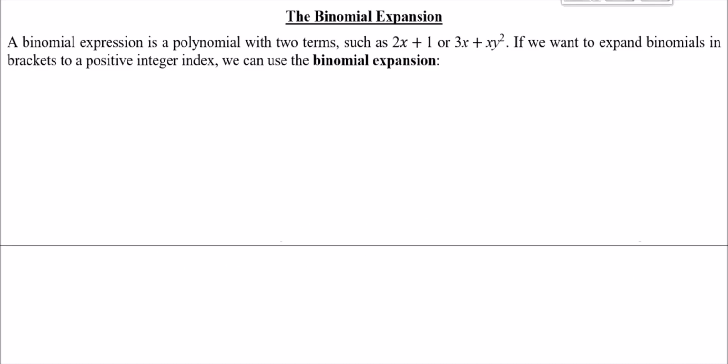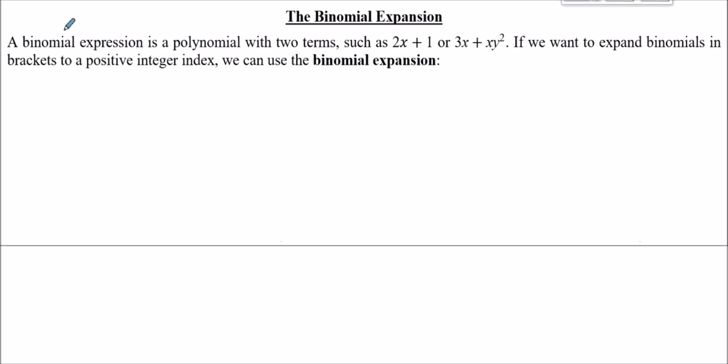So let's generalize what we've found here. So the binomial expansion. A binomial expression is just a polynomial with two terms, for example 2x plus 1 or 3x plus xy squared. If we want to expand binomials in brackets to a positive integer index, in other words, expand brackets to a power which is a whole number and positive, we can use a binomial expansion.